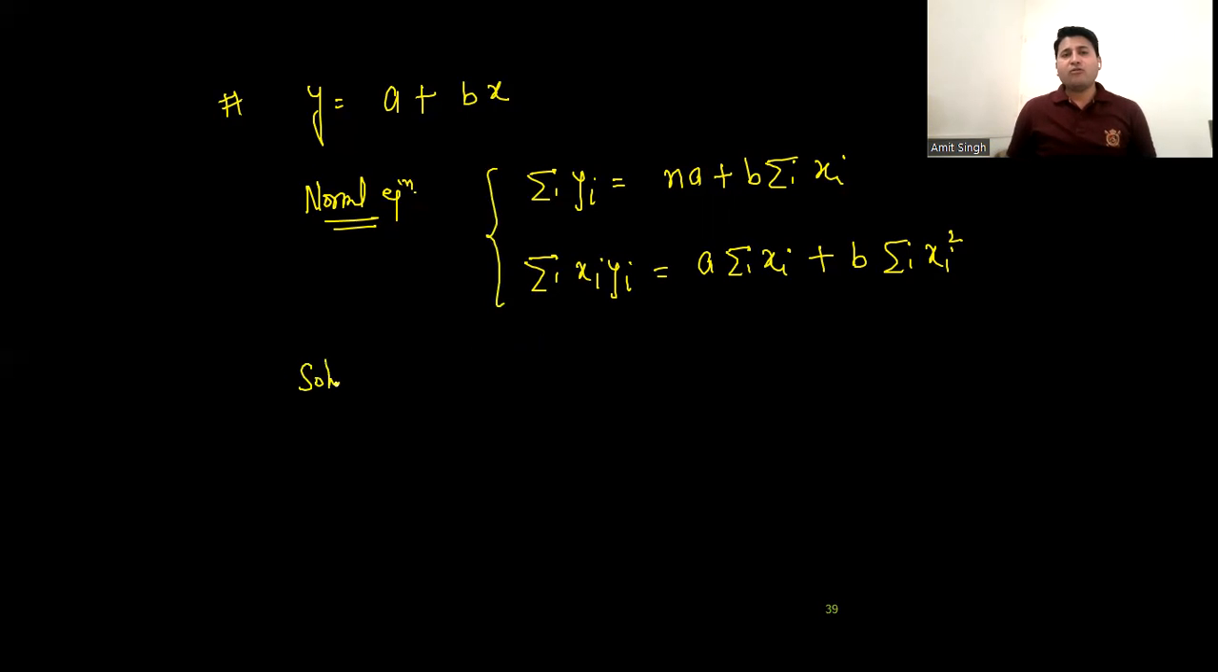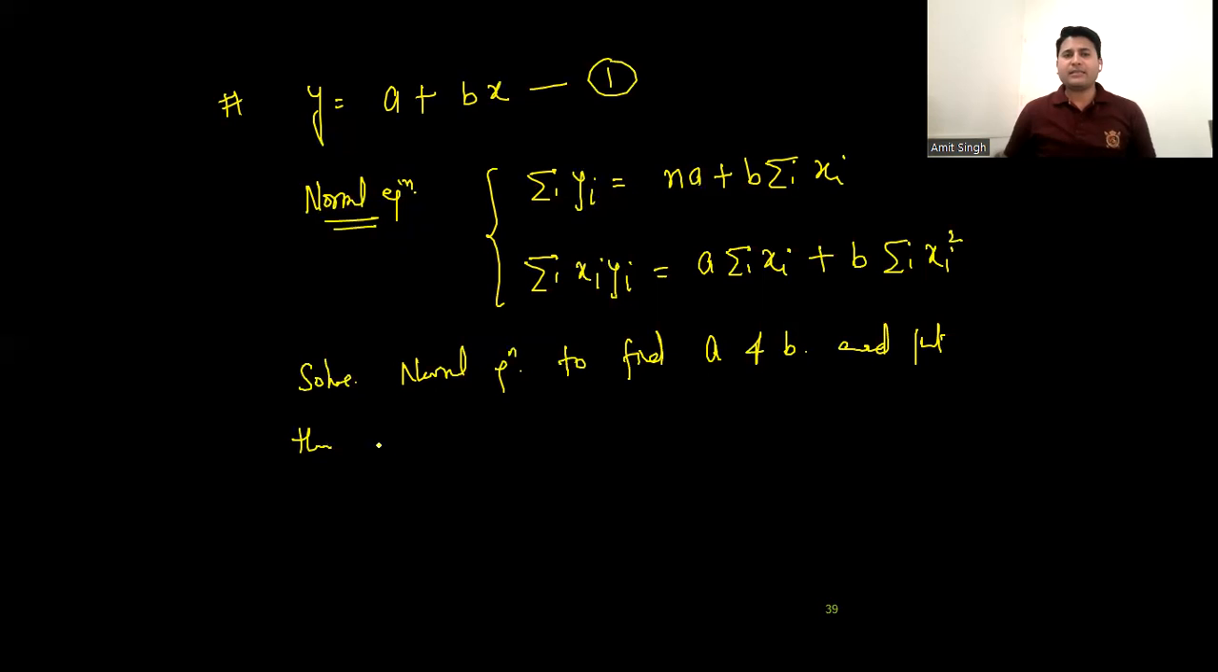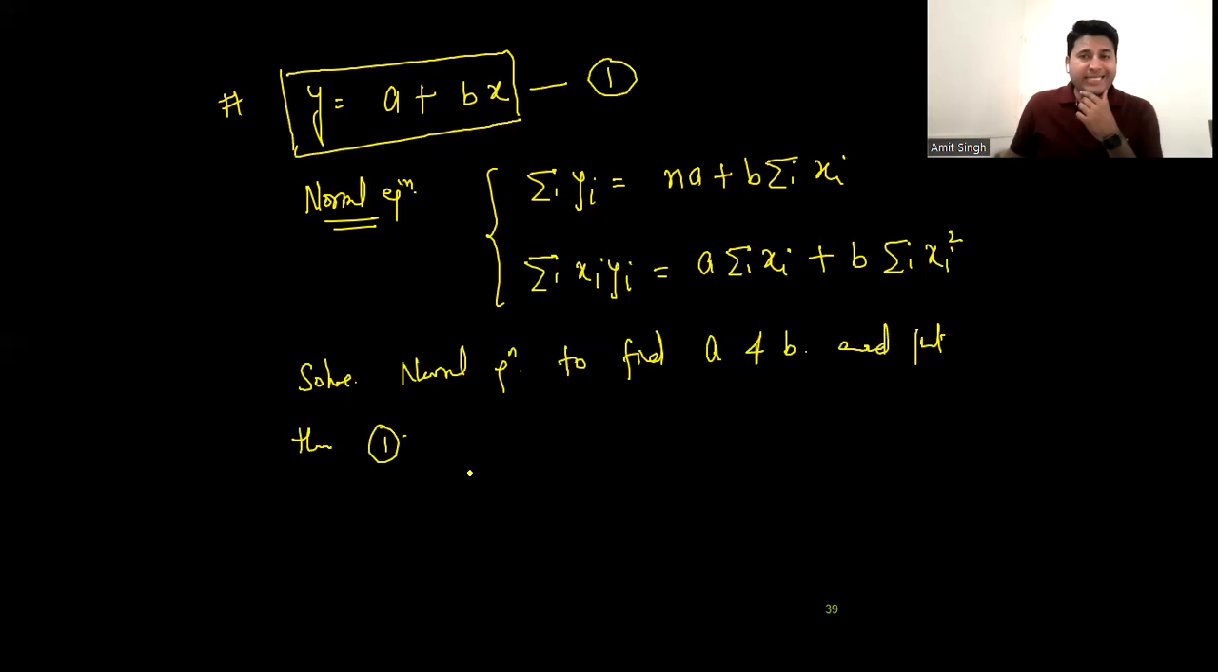So now we have to solve the normal equations to find the values of a and b and put them in our trend line. So the required equation will be obtained. Now you can give x any input and you will get the output y. This is known as the method of least squares for fitting a straight line.